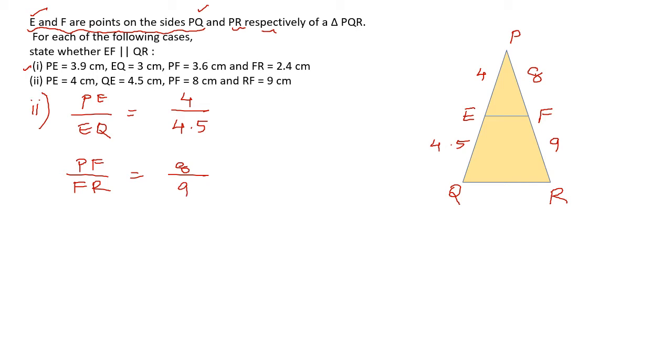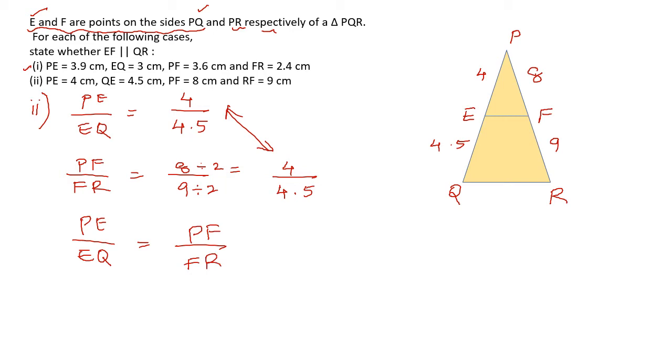If you divide these two by 2, then by looking at the numbers, we'll know what we have to do. 4 and 4.5, these two are equal. So PE by EQ is equal to PF by FR. So if they are equal, then you can say that EF is parallel to QR. Why? By converse of BPT. If the sides are proportional, then the lines are parallel. Converse of BPT.